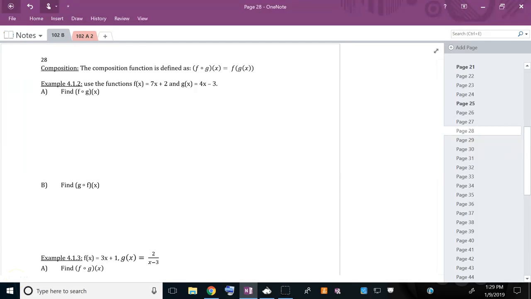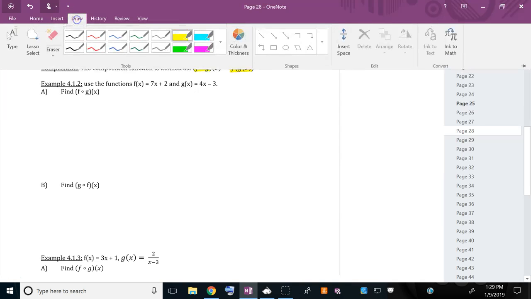Math 102, example 4.1.2, composition of functions. When we see this notation, we read that as f composed with g, although most people just say "f o g", which is okay. And we define that as f of g of x. We're taking the second function and putting it inside the first function.